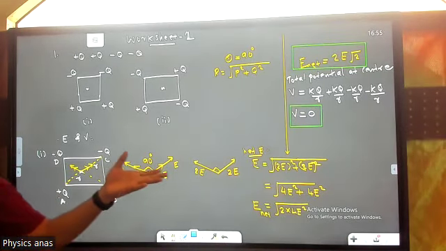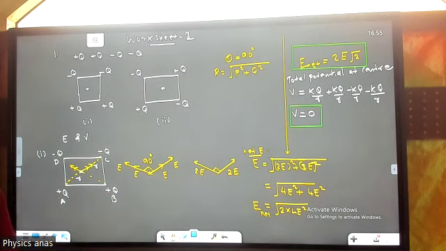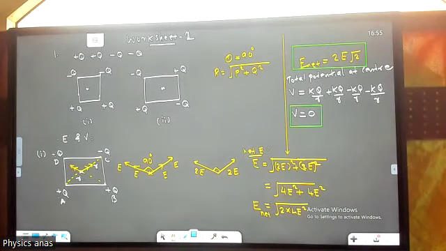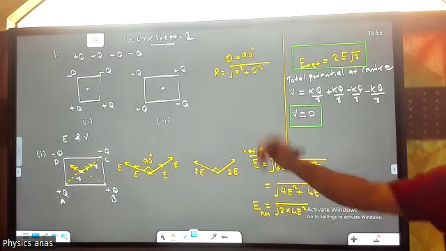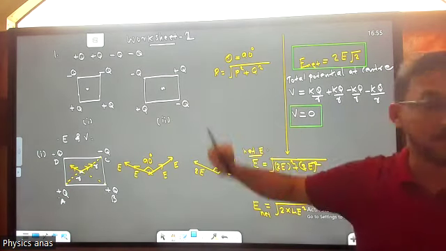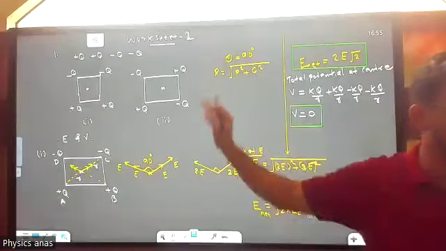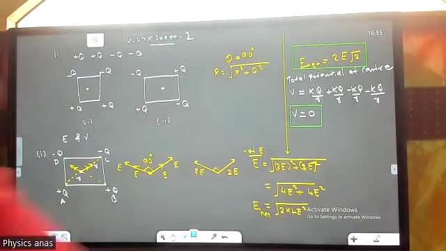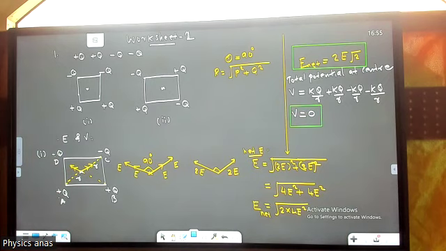No, sorry, there is a second part of the question. Just try to do that. Arfan, Abel, if you have completed it, try to do the second part. Try to find the net electric field due to these charges at this point, and the net potential at this point. Try to do that.